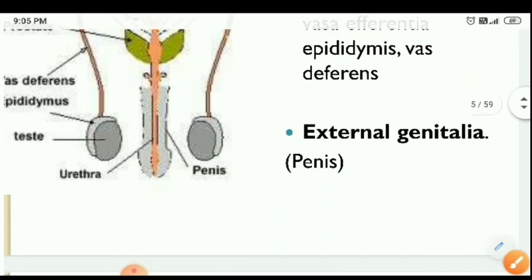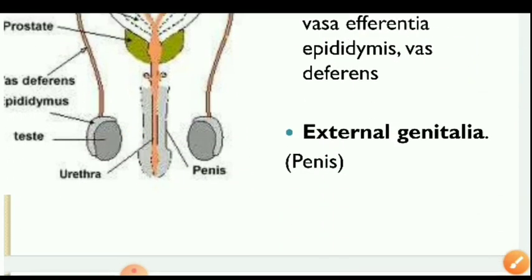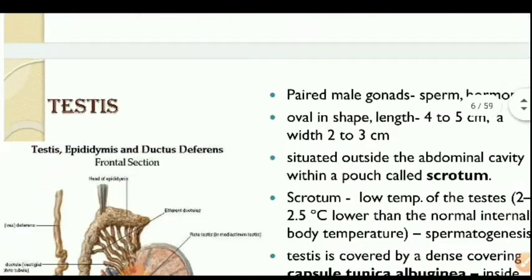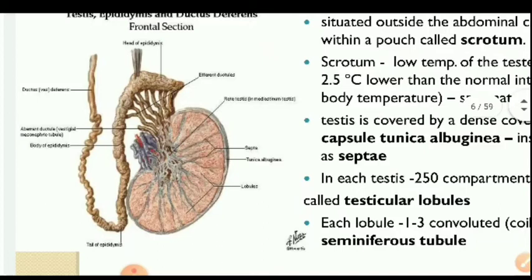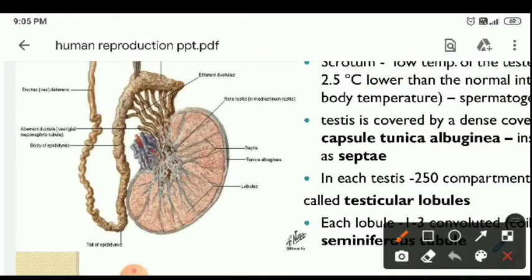Next, what is the external genitalia of the male reproductive system? It is the penis. Okay. So this is the testis structure. The testis consists of an outer layer, which is called the tunica albuginea. Inside are the seminiferous tubules, which form two to three lobule-like structures.